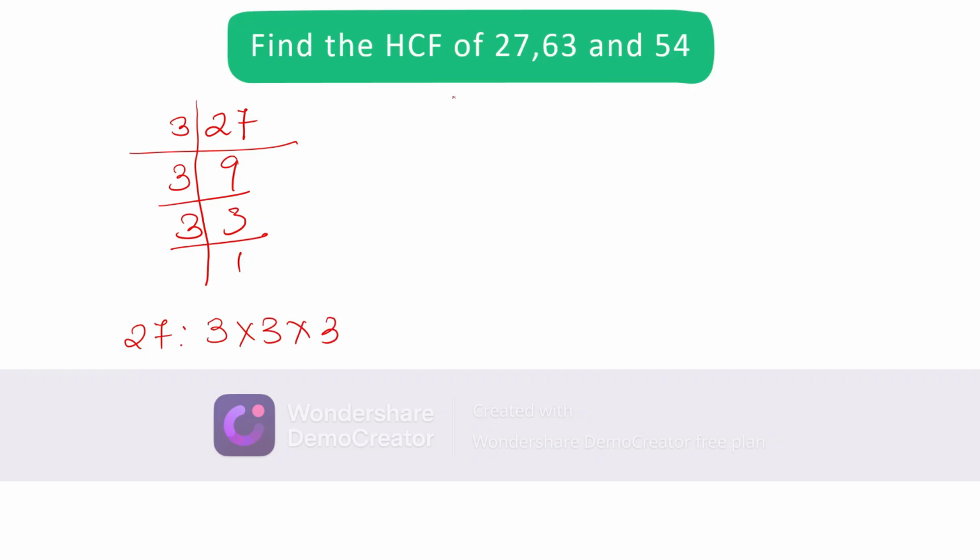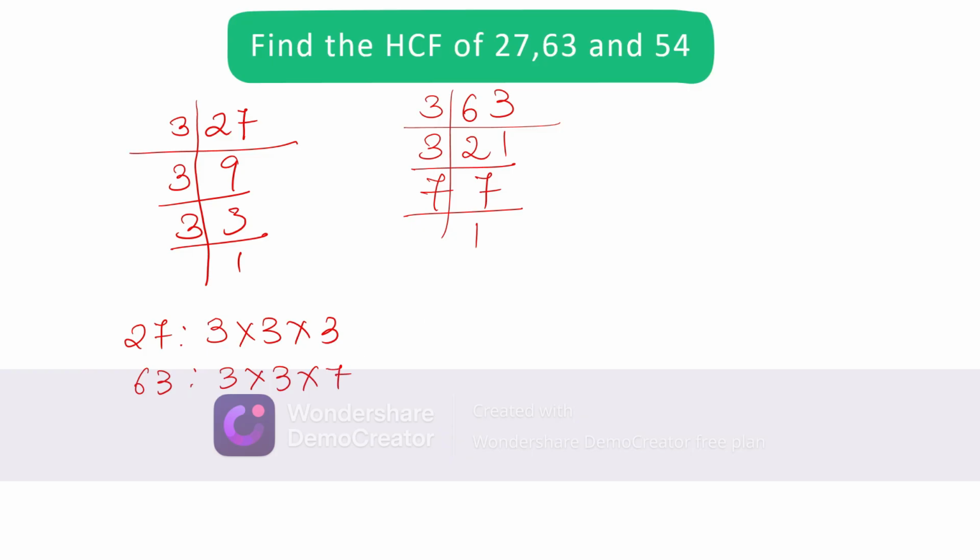Let's find the factors of 63. Again 63 is an odd number and you can divide easily with 3, so I'll start with the prime number 3. 3 twos is 6, 3 ones is 3. Again I'll take 3, 3 sevens is 21. 7 is a prime number, so I'll take 7 ones. So I'll write down all the factors of 63, that is 3 into 3 into 7.